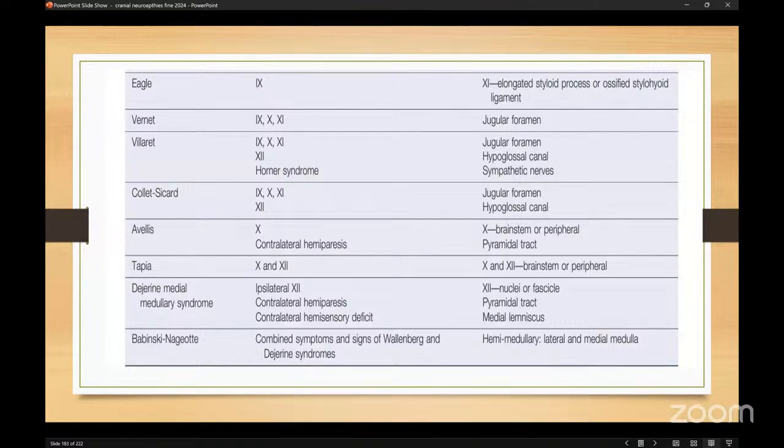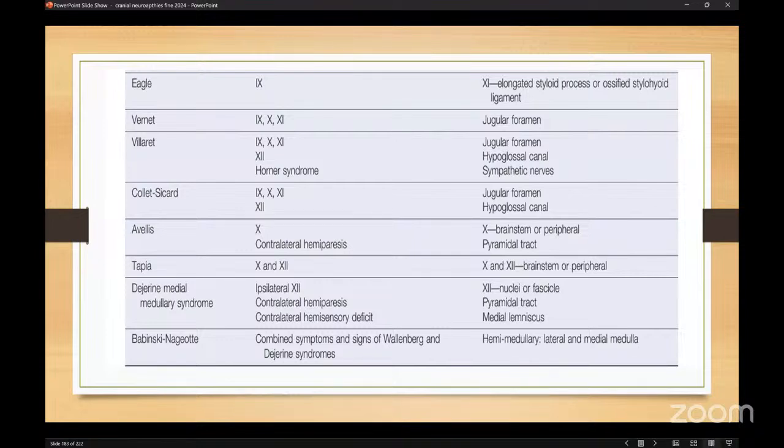The most important 3 syndromes you should remember: Vernet, Villaret, Collet-Sicard. Vernet is 9th, 10th, 11th, jugular foramen. Villaret is 9th, 10th, 11th, 12th plus Horner. The localization is jugular foramen plus hypoglossal canal. Collet-Sicard is 9th, 10th, 11th, 12th, but there is no Horner in Collet-Sicard. It is again localization jugular foramen plus hypoglossal canal.